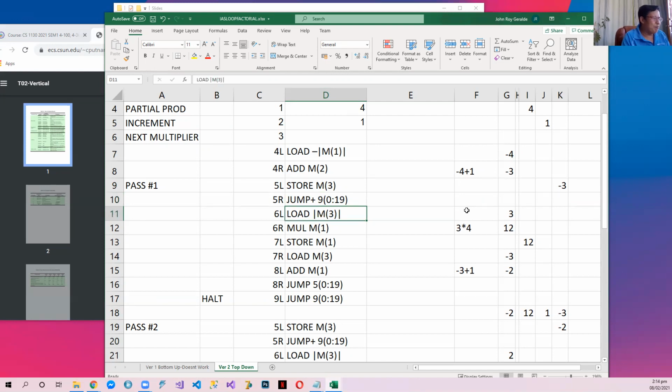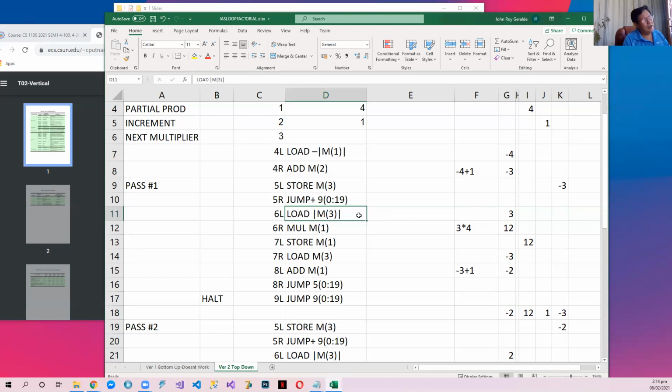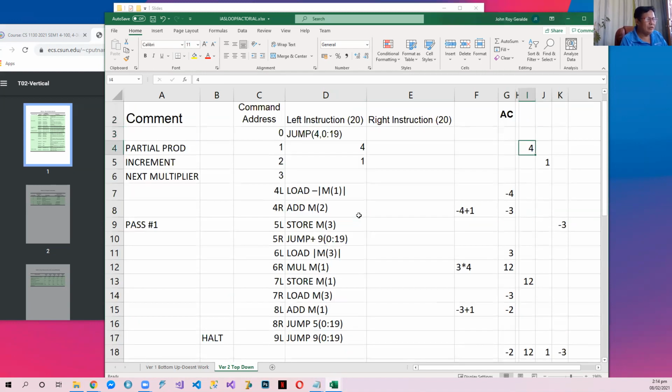We'll proceed. Load M3. This is absolute of M3. Load absolute, so we have load absolute of M3, which means M3 is now -3. The absolute value is 3. And then we mul M1. What is our M1? M1 is 4, so we have 3 times 4 equals 12. And we store M1. Our next partial product is 12.